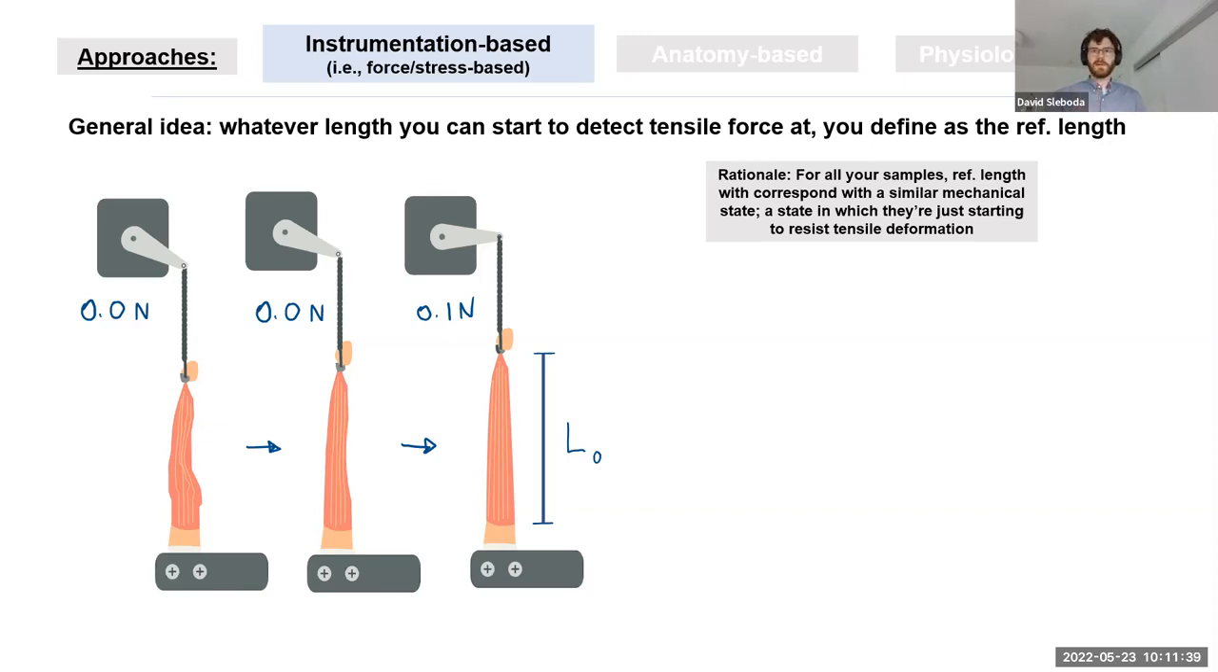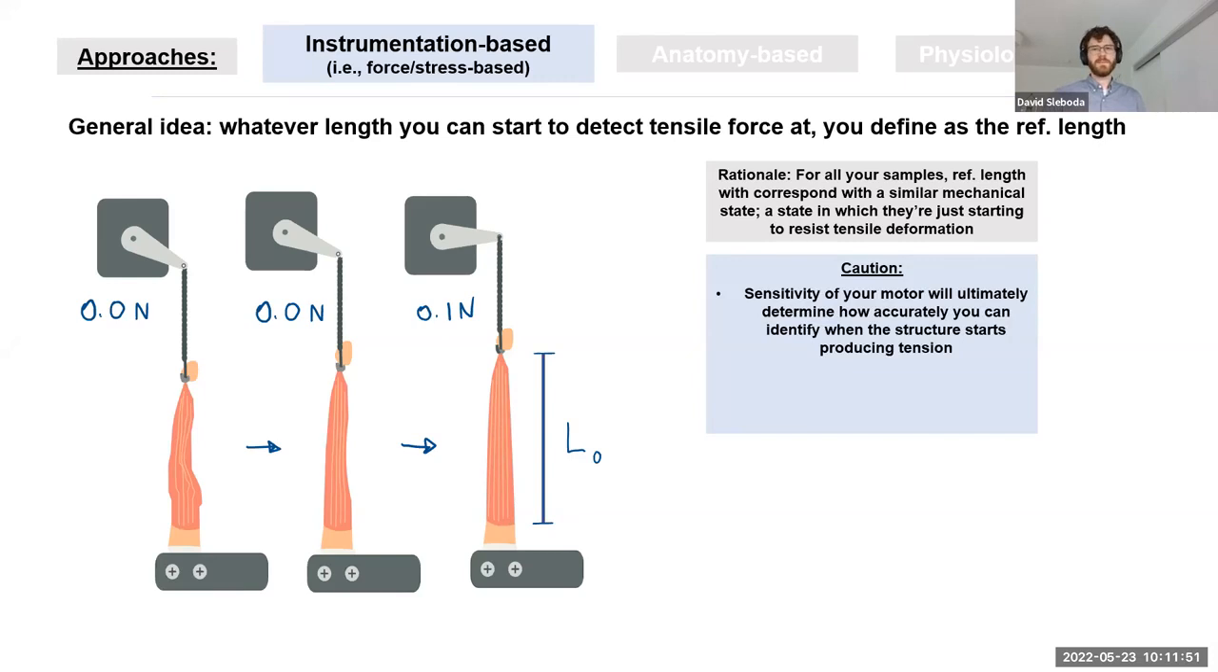And I think this approach makes a lot of sense. Mechanically, it's pretty intuitive, and it is indeed a common method that's used in the literature to define reference length for biological materials. But it's not perfect, and I wanted to present just a couple cautions that you will want to think through if you're applying this method.